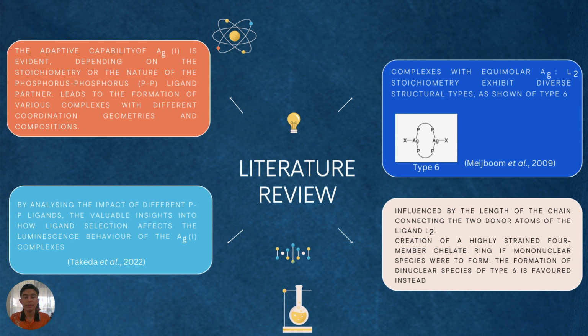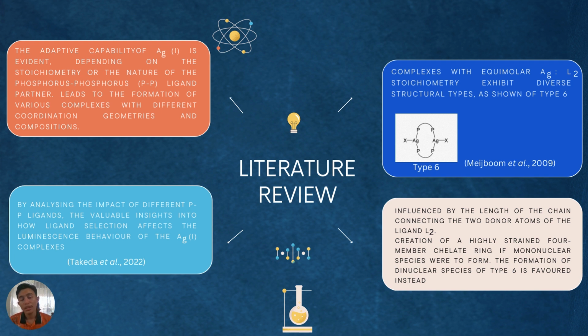So, moving on to this, the literature review of a silver(I) complex containing bidentate and diphosphine ligand. Then we know that the adaptive capability of the silver(I) complex is evident. It depends on the stoichiometric ratio or the nature of the phosphorus ligands. As we can see, complex with equimolar of silver and bidentate ligand stoichiometry exhibit diverse structural types. One of the examples, as shown below, is a type 6 with the phosphorus ligand acting as a bridging ligand between the two silver metal atoms.